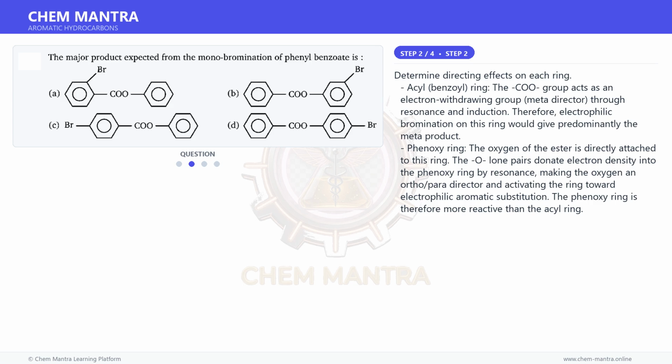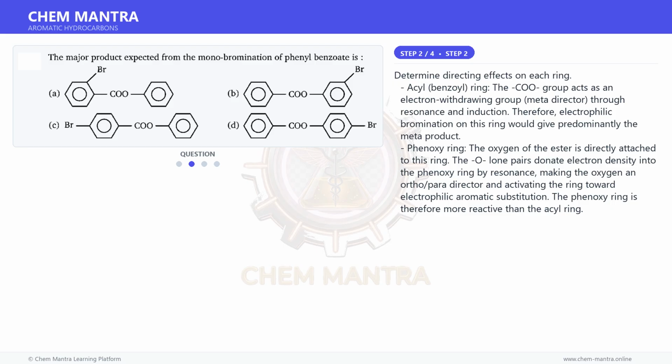Determine directing effects on each ring. Acyl, benzoyl, ring: the COO group acts as an electron withdrawing group, a meta-director, through resonance and induction. Therefore, electrophilic bromination on this ring would give predominantly the meta-product.